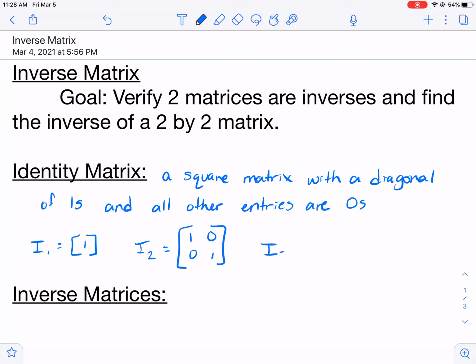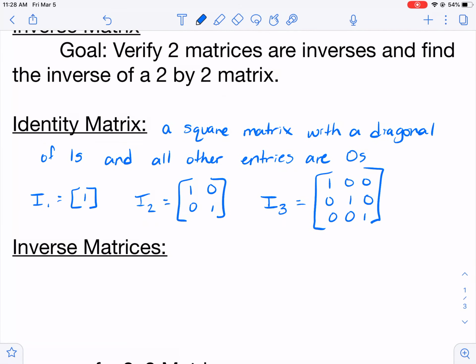And we have an identity matrix that's a 3 by 3, and so it looks like this. So we have this whole diagonal of ones. Every other entry is 0. Okay, and this could keep going for I4, I5, I6, and etc. But we're just finding inverses of 2 by 2s and 3 by 3s. And we're just doing 2 by 2 today.